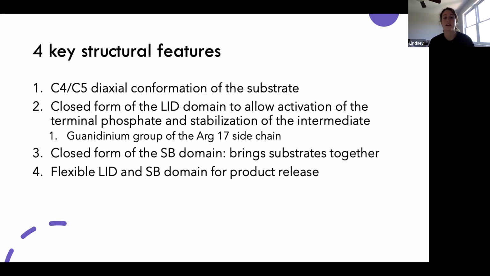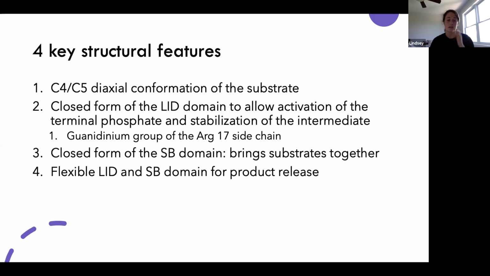And then these interactions also lead to causing the closed conformation of the enzyme. And then the closed lid conformation allows for the activation of the terminal phosphate group, or the gamma phosphate group on ATP, and it also stabilizes the intermediate of the reaction. And this is stabilized by the guanidinium group on the arginine 17 side chain.